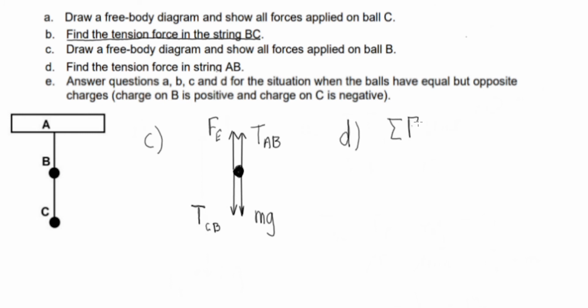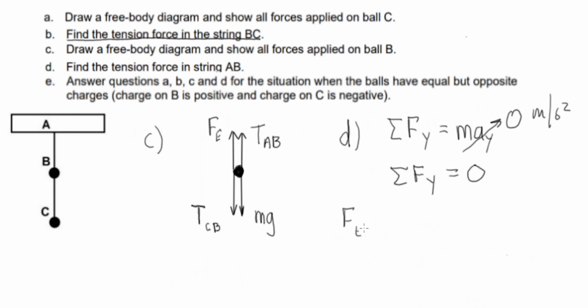Okay, moving on to part D. Sigma F in the y-axis is still equal to may, which is still equal to, like I said, 0 meters per second squared, because we are in equilibrium. Now let's look at all the forces that are pointing upwards, the positive forces. So now the electric force is a positive force. The tension force AB is a positive force. Tension force CB is now a downward negative force. And gravity is still a downward force, all equal to 0. Okay, we've got our setup there. Those are the forces acting on the object in the y direction.